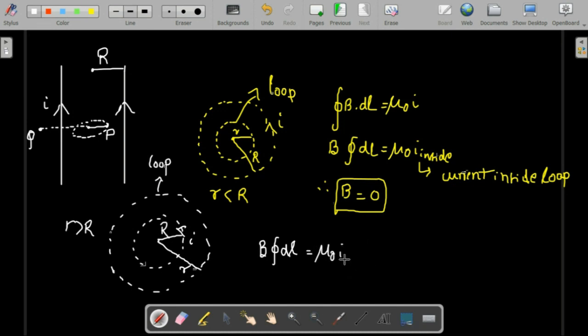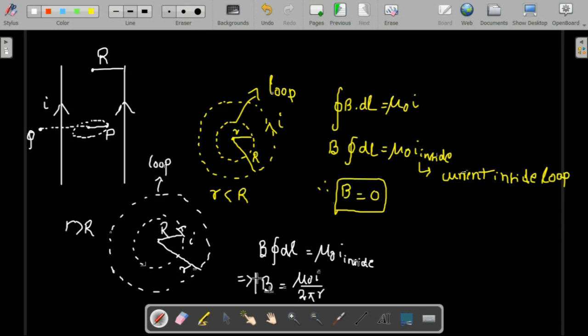I is inside, and inside I'm saying that the current is I. So this will actually enclose the current. So that will give me a result. So B is equal to mu naught I divided by integration of dl. This entire loop, the radius is r. So I can simply write it down as 2 pi r.